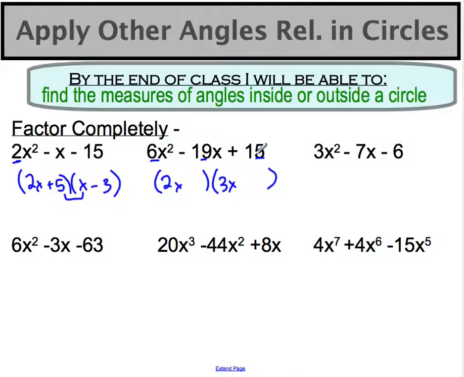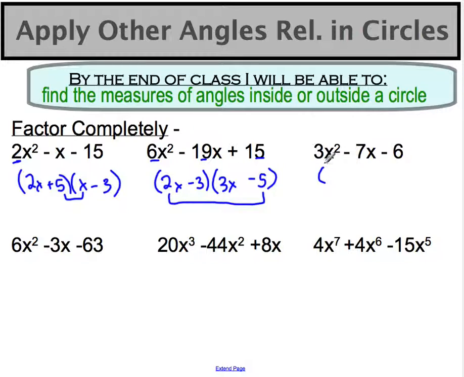We then say 6 times 15 is 90. We're looking at factors of 90 that add to negative 19. So that's going to be 10 and 9. So we'll say 2 times negative 5 would give me negative 10. 3 times negative 3 would give me negative 9. Negative 9 plus negative 10 gives me the negative 19 in between.